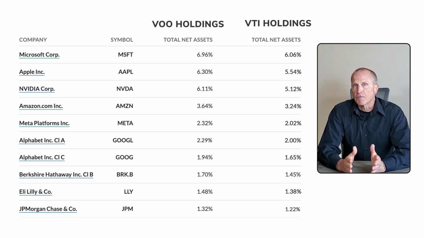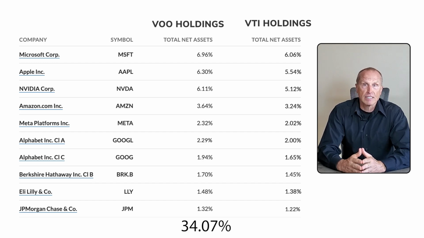Think of it this way: if you invested $100 into VOO, $6.96 would go into Microsoft, $6.30 would go into Apple, and so on. Notice the top 10 holdings are identical. For VOO, the top 10 holdings comprise 34.07% of the total investment.